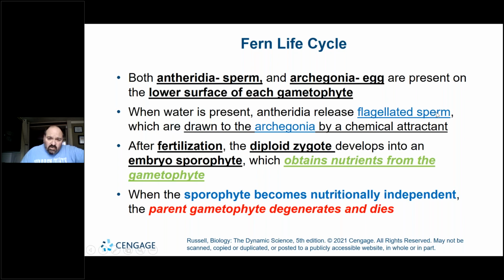Flagellated sperm, so we need moisture, we need water present in order for fertilization to occur. After fertilization, this zygote, right, because that's what it is, has a full complement, it's diploid, the zygote develops into an embryo, okay, which will in turn obtain its nutrients from the gametophyte, right? So this is very interesting: that gametophyte is going to provide the nutrients and then eventually degenerate, disintegrate, and we'll be left with the sporophyte. So the sporophyte becomes nutritionally independent, then that gametophyte will degenerate and die.